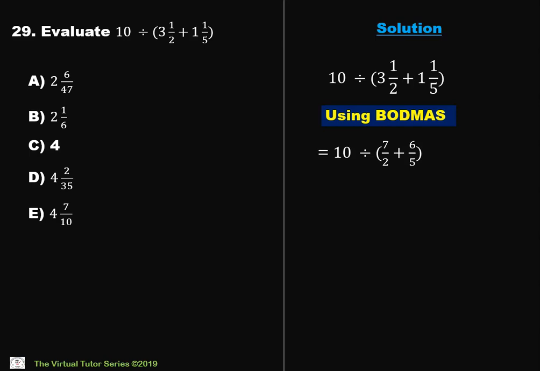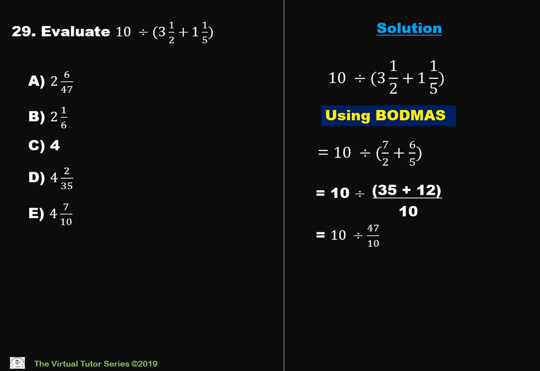At this point, we need to find the LCM of 2 and 5. The LCM of 2 and 5 is 10. 2 into 10 is 5 and 5 times 7 is 35. Again, 5 into 10 is 2 and 2 times 6 is 12. So we now have 10 divided by, in bracket, 35 plus 12 all over 10.